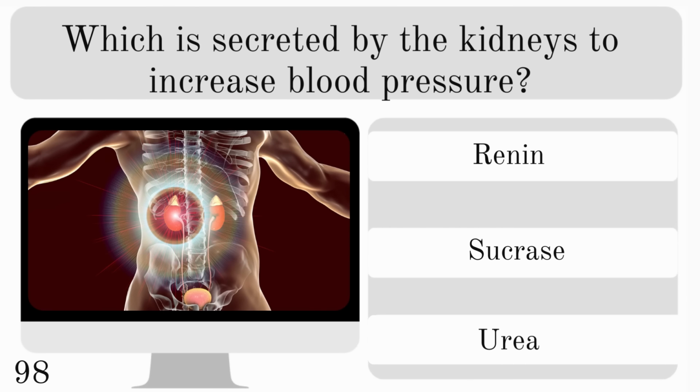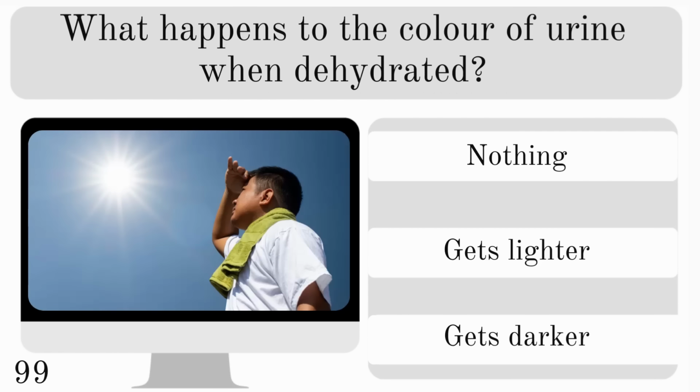Which is secreted by the kidneys to increase blood pressure? Renin, sucrase, or urea? And the answer, renin. What happens to the colour of urine when dehydrated? Nothing, it gets lighter or it gets darker. And the correct answer, it gets darker.